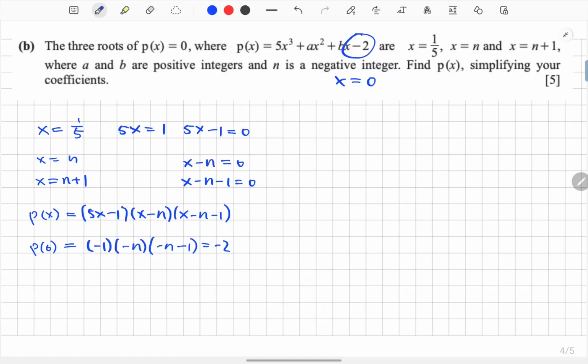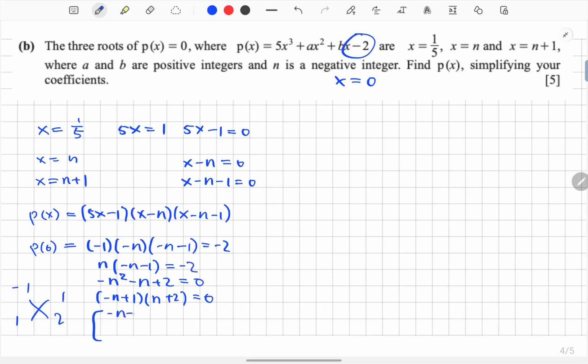Now we'll treat negative 1 as a negative sign, and we'll distribute inside our brackets. Now n is positive, we'll multiply it with negative n minus 1, and distributing it will give us a quadratic equation. Now we'll go ahead and solve it. I'll factorize it. Here we have negative n plus 1 multiplied with n plus 2 is 0.